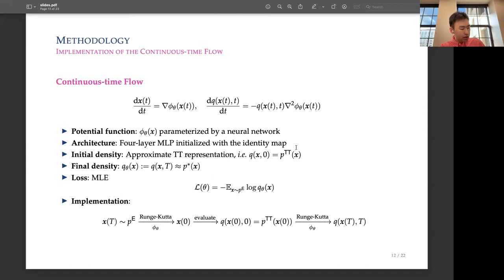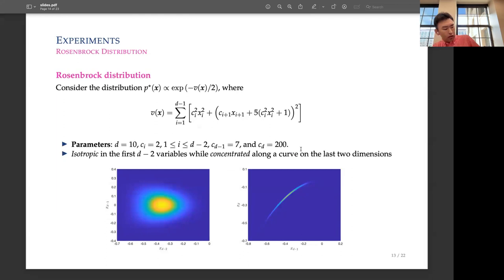Okay, I have 10 minutes left. Let's present some experiments. The first experiment that I'm going to present is called the Rosenbrock distribution. This Rosenbrock distribution is basically a modification of a very famous test problem in optimization into this Gibbs-like distribution. And the parameters are listed here. The characteristic of this distribution is that it is almost isotropic in the first d minus two variables, while it is concentrated along a curve on the last two dimensions. So it presents a singularity on the last two dimensions.